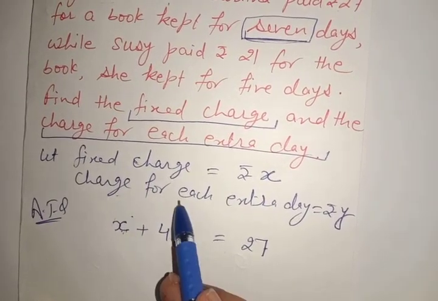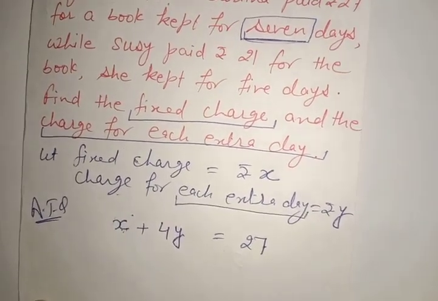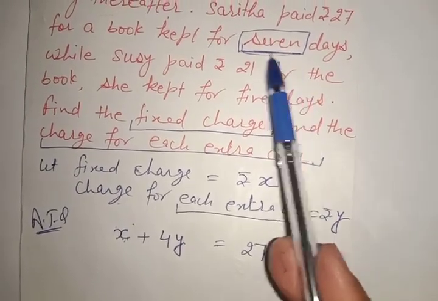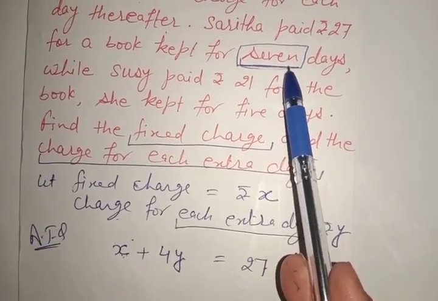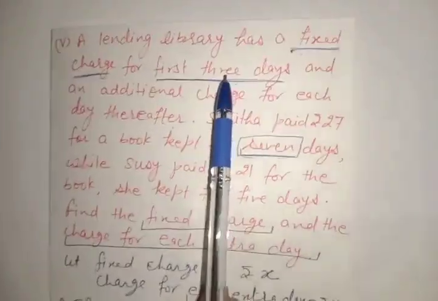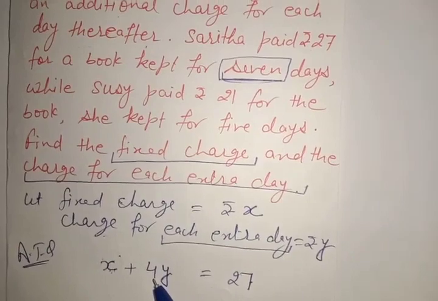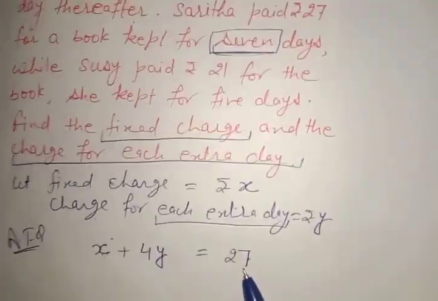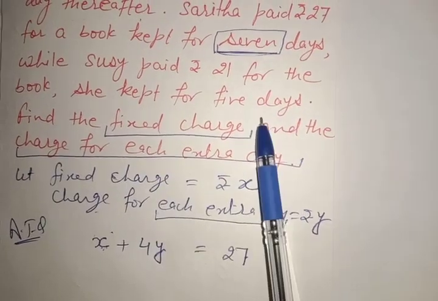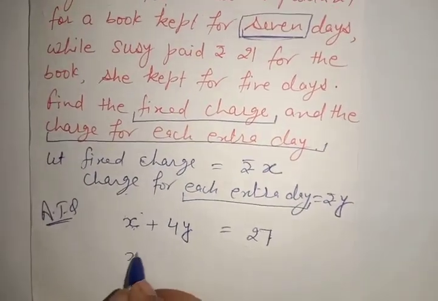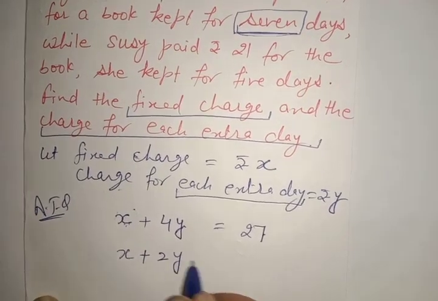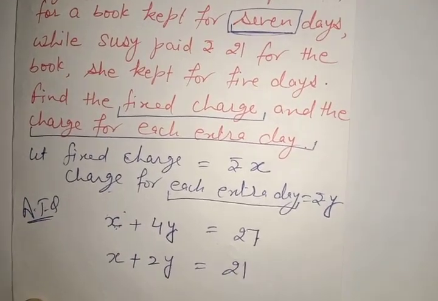Because the charge is for each extra day. So extra days are 4, not 7 here. This is the mistake generally students make. Read the question carefully, that the fixed charge is for 3 days, so 3 and this 4 will become 7. So the first equation is x plus 4y is equal to 27, and Susie kept the book for 5 days. So I think this equation you can make on your own. X plus 2y is equal to 21, because 5 days.